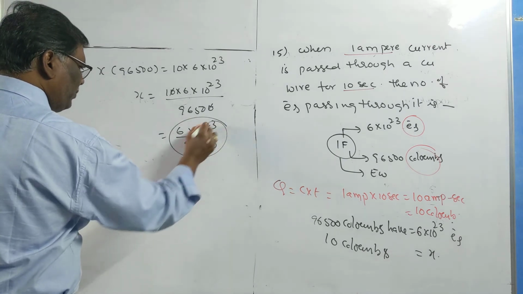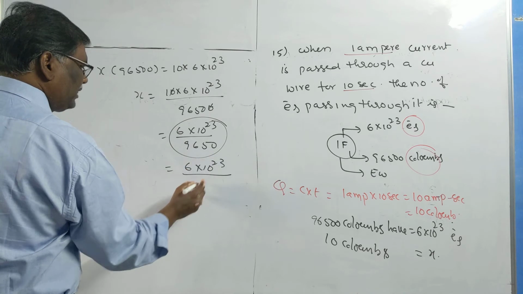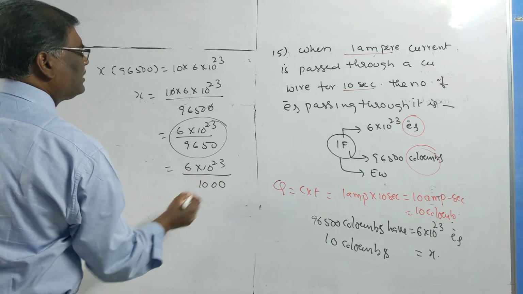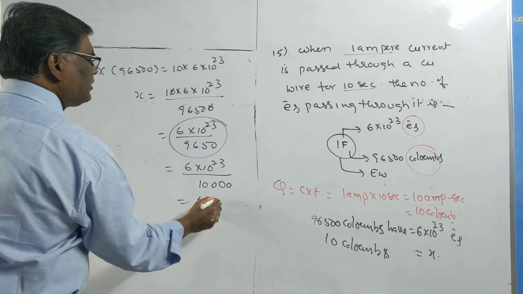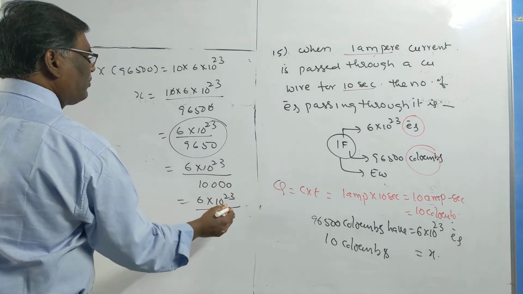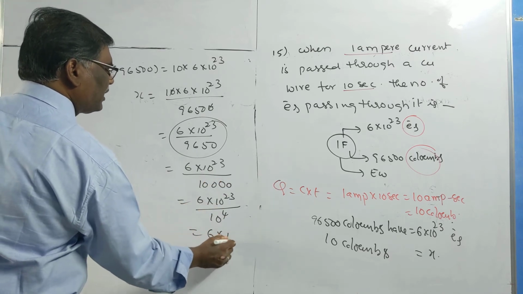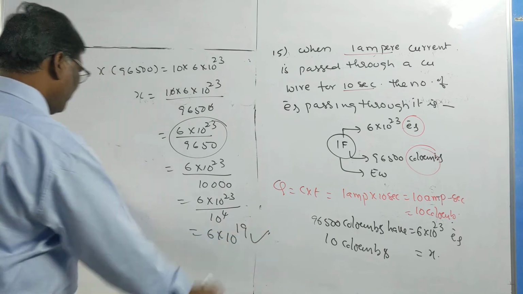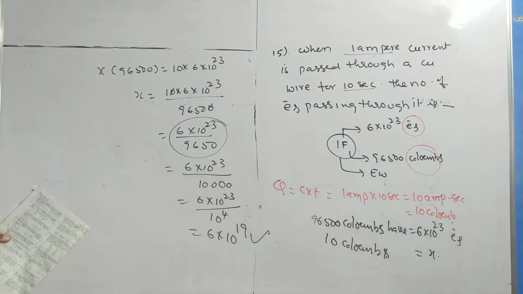Now on calculation, take 96500 nearly as 10,000. If we take 10,000, automatically 6 into 10 power 23 by 10 power 4 comes. Nothing but 6 into 10 power 19 nearly. How many electrons are we getting? 6 into 10 power 19 electrons we are getting. Okay.